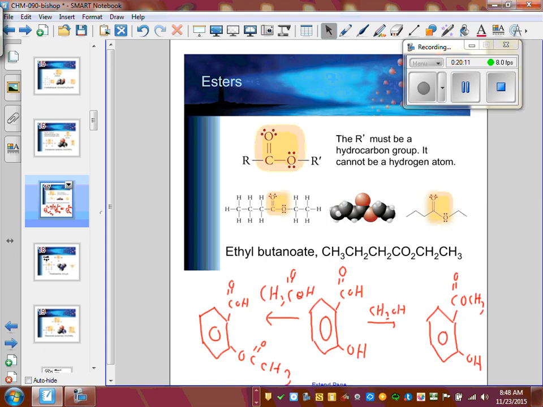Esters are derivatives of carboxylic acid. Instead of RC double bond OH, we have RC double bond OR prime. Here we have an ethyl group and a butyl group. This is ethyl butanoate.